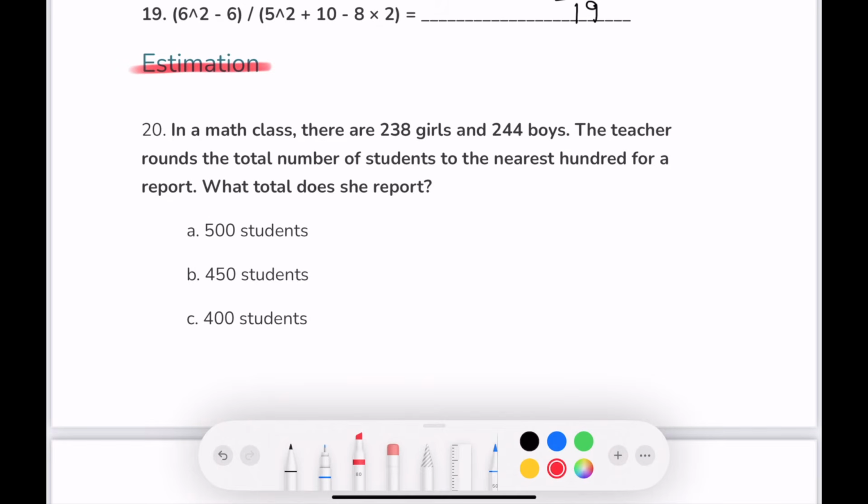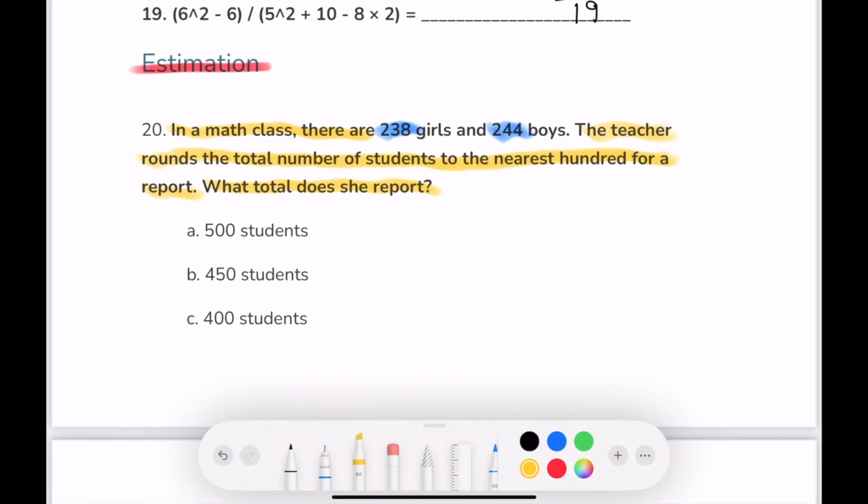Let's read this. This looks fun. I love word problems. In a math class, there are, let's highlight the good stuff here, 238 girls and 244 boys. The teacher rounds the total number of students to the nearest 100 for a report. What total does she report? So we have girls, we have boys.